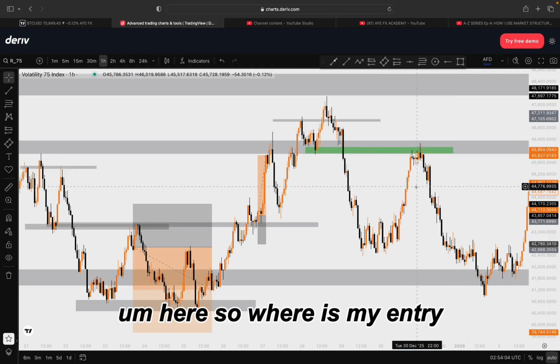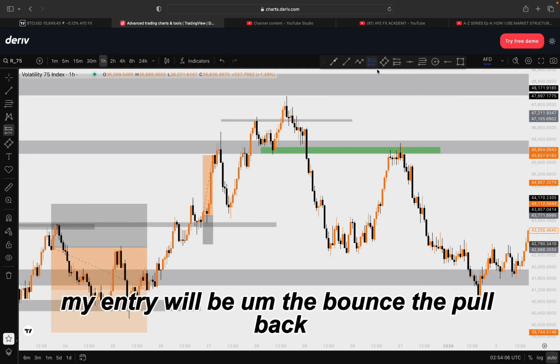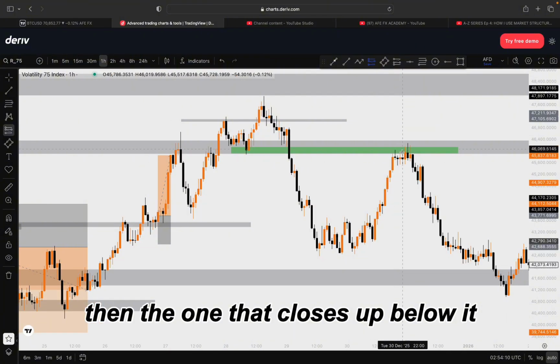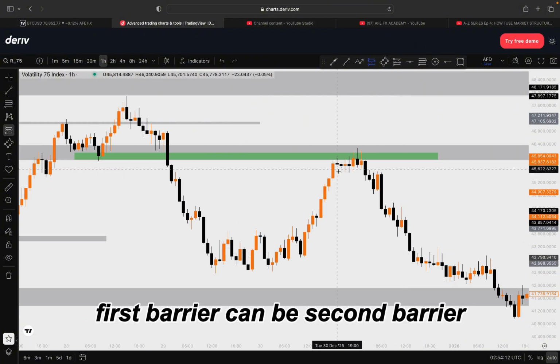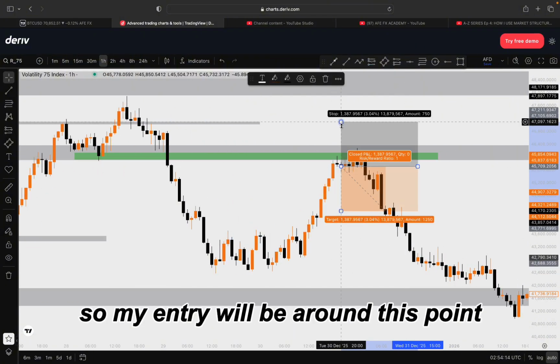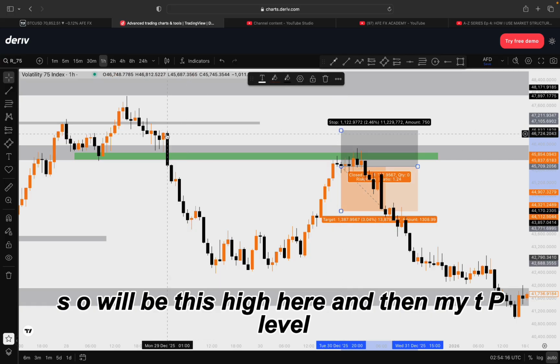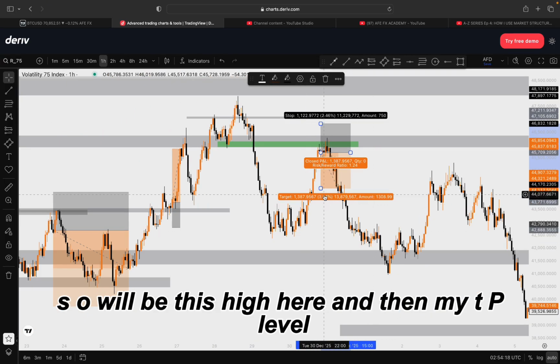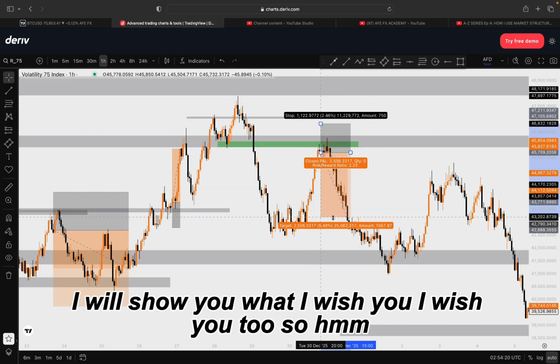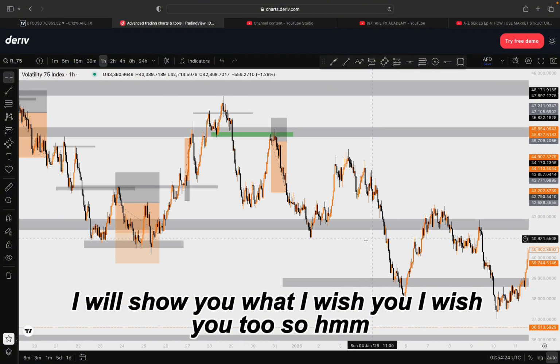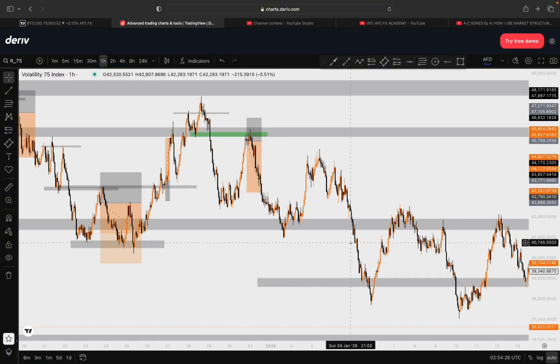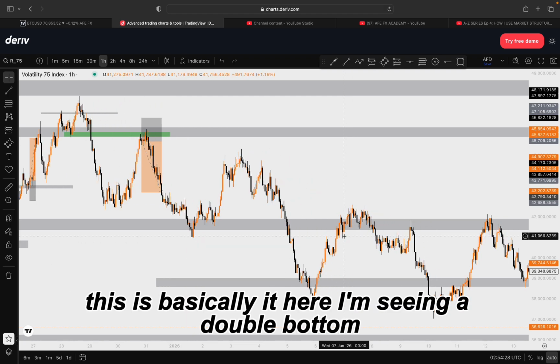So where is my entry? My entry will be the bounce, the pullback, then the one that closes at or below it. First bearish candle, second bearish. So my entry will be around this point. SL will be this high here, and then my TP level 1:1, 1:2. So yeah, this is basically it.